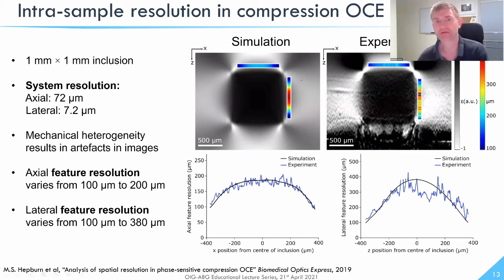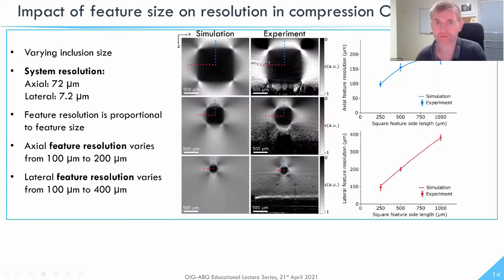We also look at the resolution as a function of the inclusion size, and we see in both the axial and lateral directions that as you make the inclusion bigger, you start to get a degradation in the resolution, again because of a limitation in the ability of the material to expand. It starts to flatten out at around 1 millimeter, and that's because it's now approximating an infinitely large sample with respect to the region probed in the center of the inclusion.